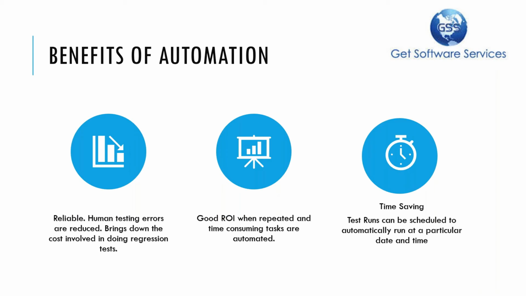Good ROI. ROI stands for return on investment, profit. When time is saved, you save money also. So when repeated tasks are automated, you get good returns on your investment. So the company saves a lot of money.